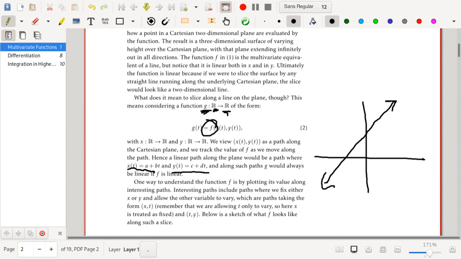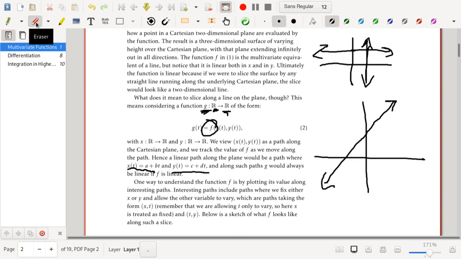an angled line along the xy plane, but we're also allowed to think of paths that are just going to be parallel to either the x-axis or the y-axis. So paths of this form are also not only allowed, but in fact probably of greater interest than general angled paths.